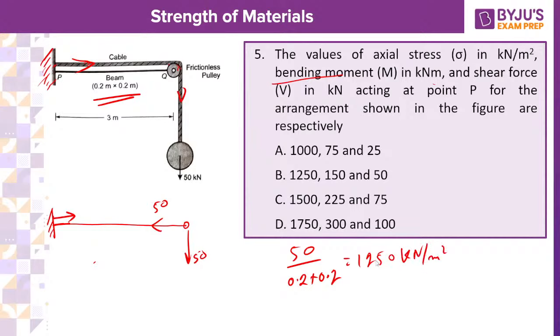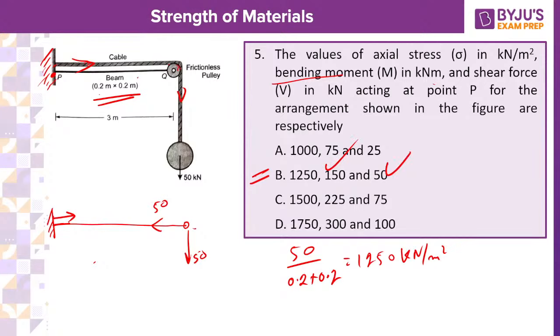Even if you do not calculate anything else, you can directly see that for axial stress you have only one option there, right? Now if you calculate the bending moment at this location, what will you get? The bending moment at this location will be 50 into that distance 15, that is 150, that's all. And shear force every time you will be looking for, that is 50.